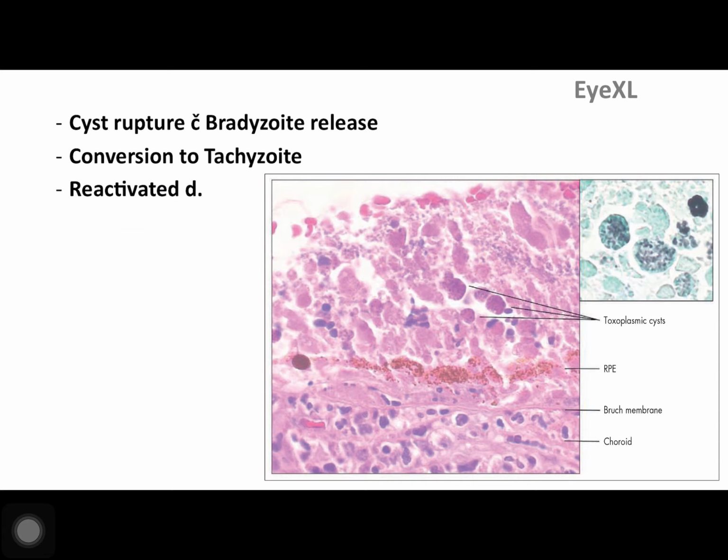So as you can see in the image, that is the retina. The retina is sort of distorted. It is not looking like a normal retina. You can see some of the more bright pink cysts, which are the toxoplasmosis cysts. You can see the RPE has been disturbed, the retinal pigment epithelium. The Bruch's membrane is disturbed, and some amount of choroidal disturbance is also seen. Top right corner, the bluish image is a Gomori methenamine silver stain, and the toxoplasma cyst stains positive with the help of this stain.